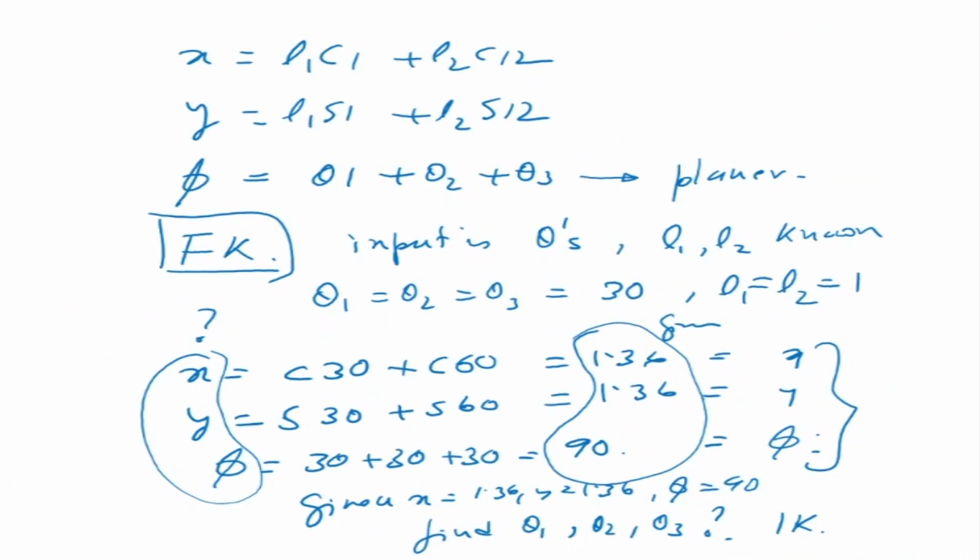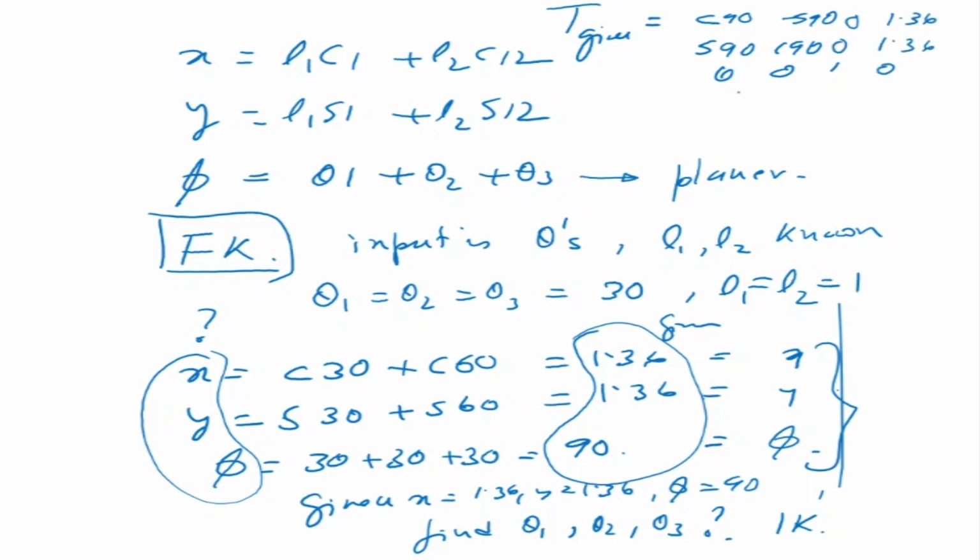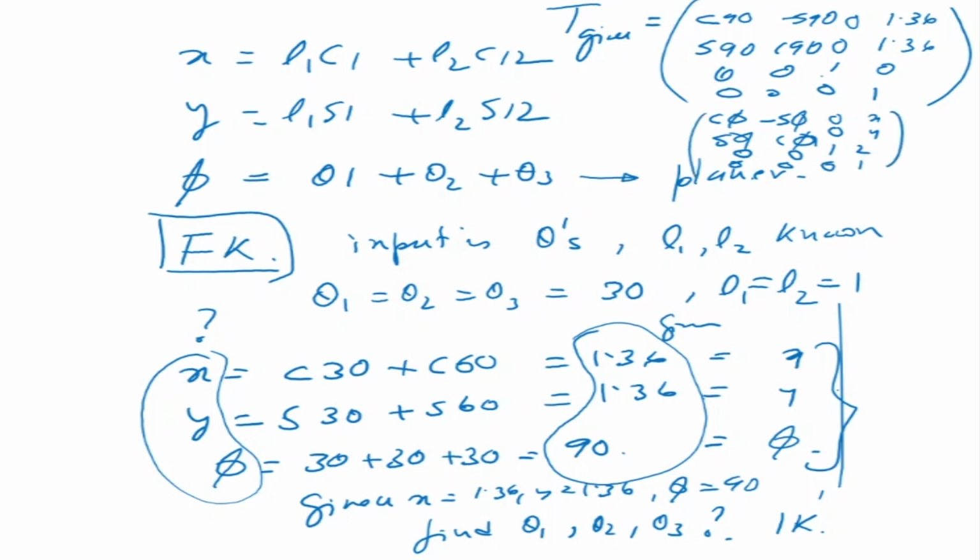So x, y, and phi. So the matrix, let's call it T given, is equal to cos 90, minus sin 90, cos 90, 0, 0, 1, 0, 0. This is 1.36, 1.36. This is 0. That's 0 0 0 1. Okay, in terms of variables, this would be written as cos phi, minus sin phi, cos phi, 0, 0, 1, 0, 0, 0, 0, 0, and here it is x, y, z and 1. Okay, so this is my T given. This is the numerical value which will be given.